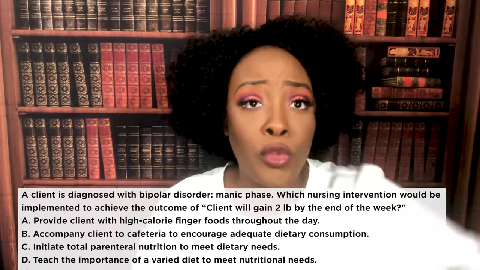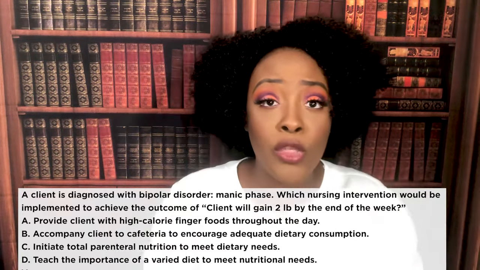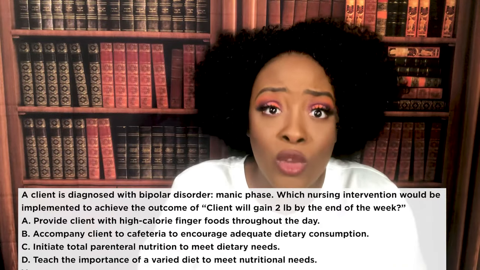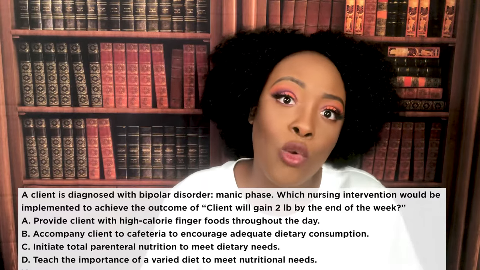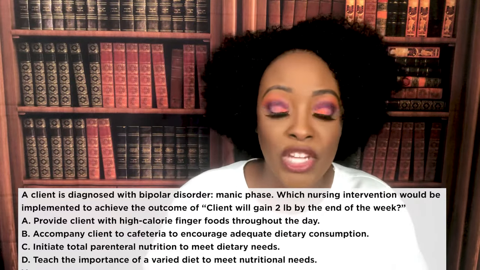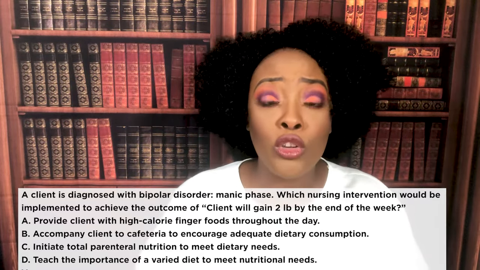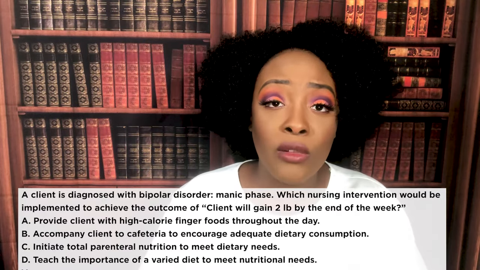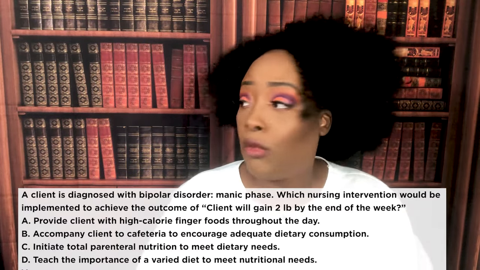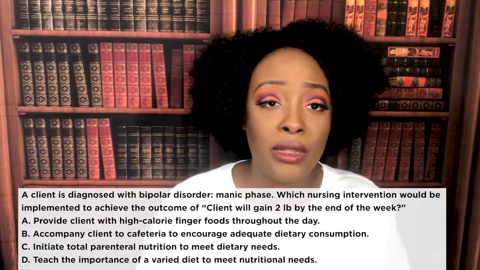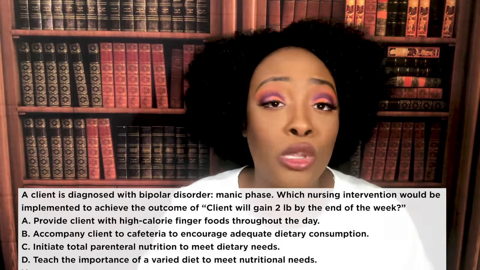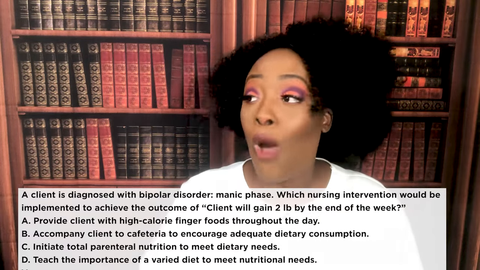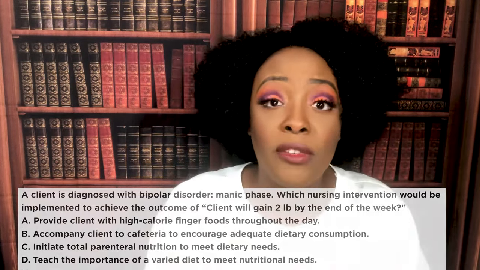Heart rate is through the roof. Blood pressure through the roof. Even their gut is going. This patient has diarrhea all the time because everything in their body is in overdrive. You cannot get this patient to sit down and eat a meal. So what you're going to do is give them high calorie finger foods. So while they're running all over the place, they can eat a sandwich. While they're running all over the place, we can give them a bottle of water to drink because they're not going to slow down or stop. So while they're running, you're running with them trying to give them the finger food.